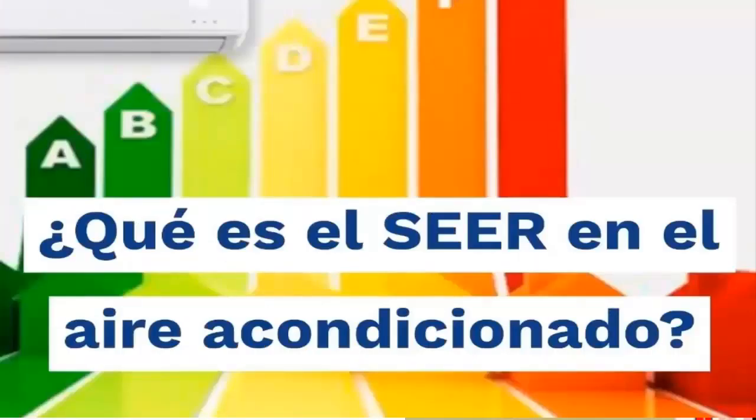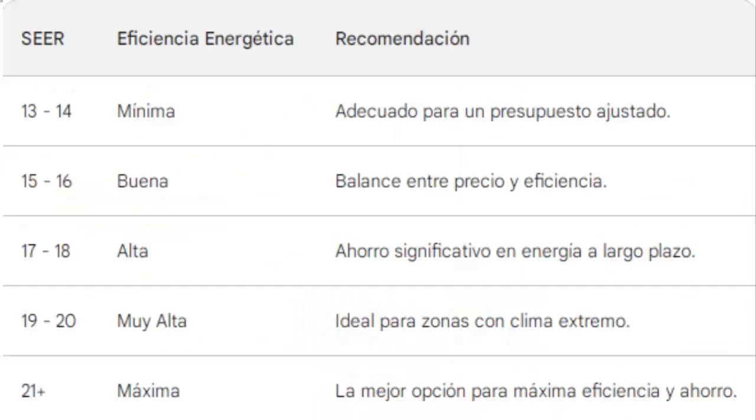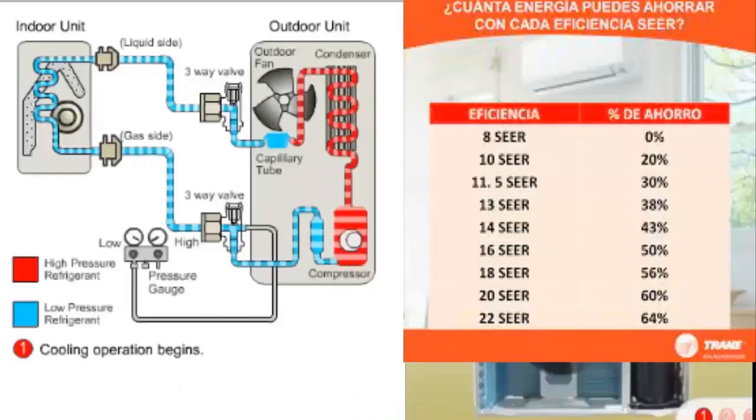Error 2. Ignoring the SEER parameter, or coefficient of performance, on the energy label of the unit at the time of purchase. Solution. We will show you some performance coefficients on the screen to classify air conditioning units. Discover how the SEER parameter impacts your energy consumption and your wallet.